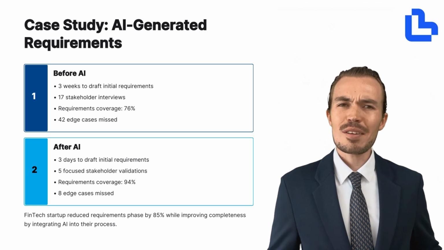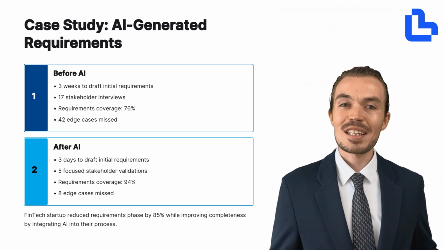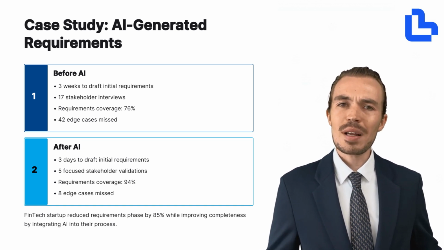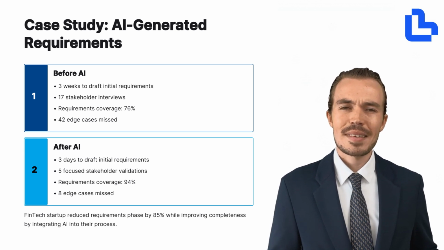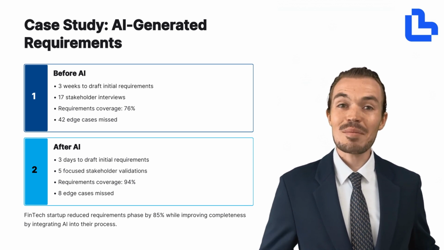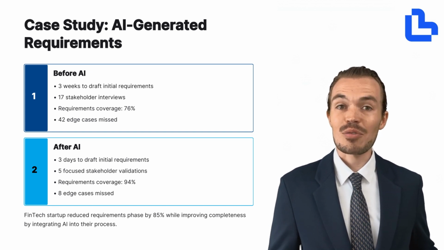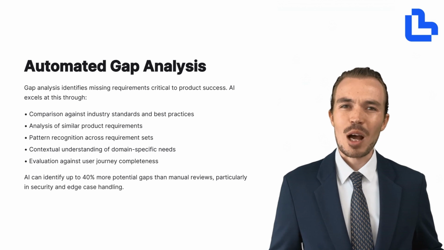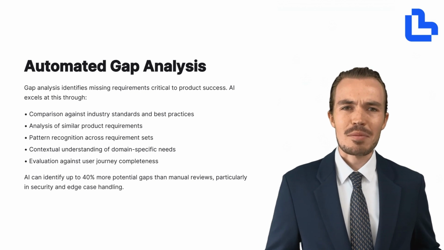That's not just a productivity gain, it's a strategic advantage. By leveraging AI, the team was able to move faster, make better decisions, and deliver a more robust product. This case study highlights the tangible benefits of AI powered requirements engineering. It's not just about automation, it's about enhancing quality, accelerating delivery, and enabling teams to focus on innovation rather than documentation. One of the most powerful applications of AI in requirements engineering is automated gap analysis.